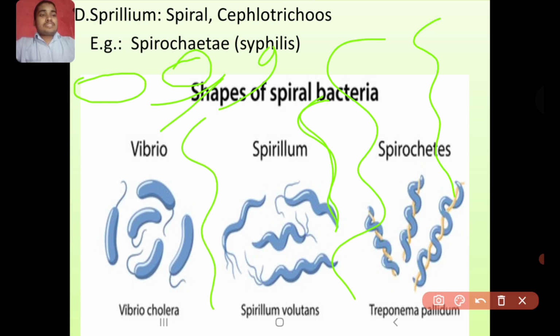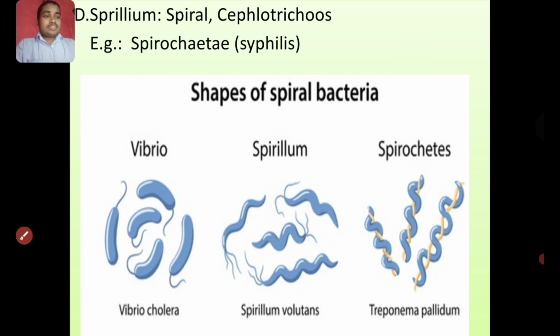And in this group there is one that is very tight. It can move, but its cell structure is tightly arranged. Spirillum is rigid, while spirochetes are not rigid; they are comparatively less rigid. Furthermore, spirillum has external flagella, while spirochetes have internal flagella.